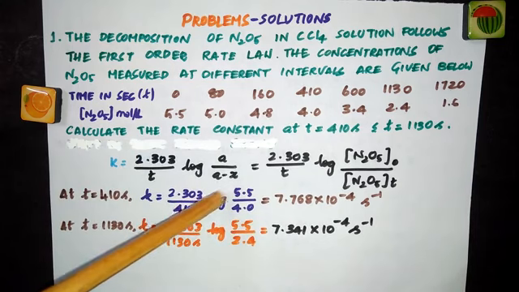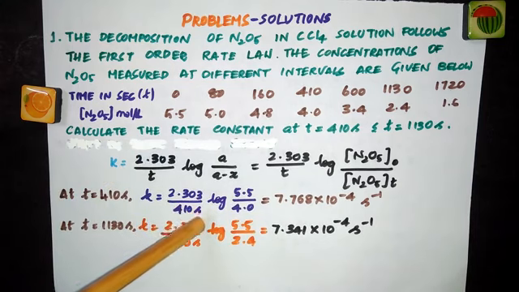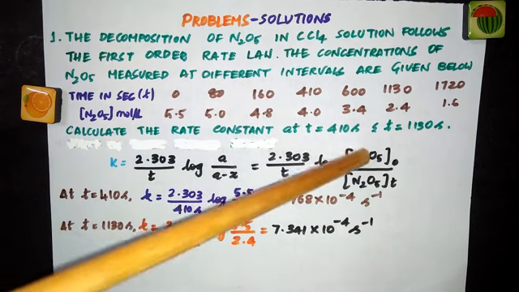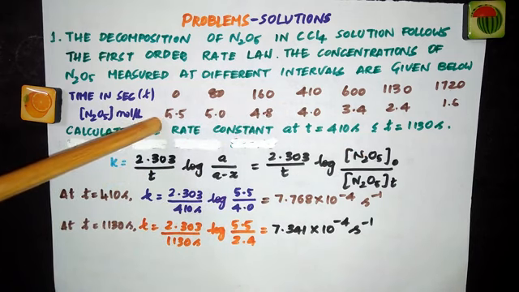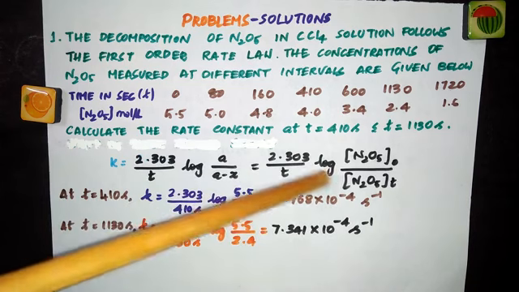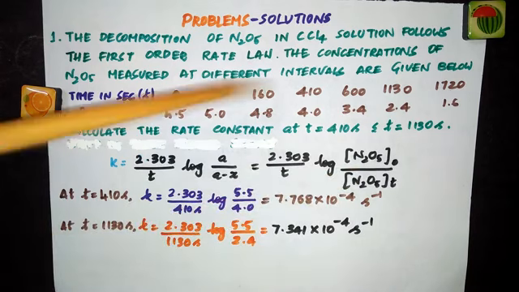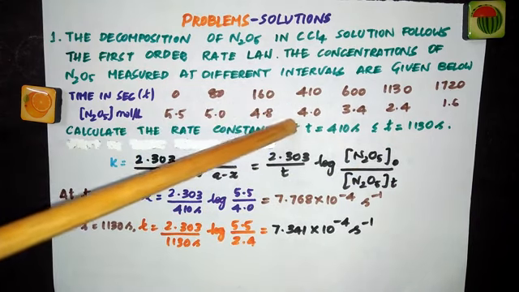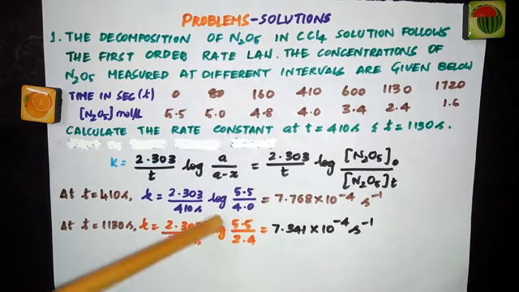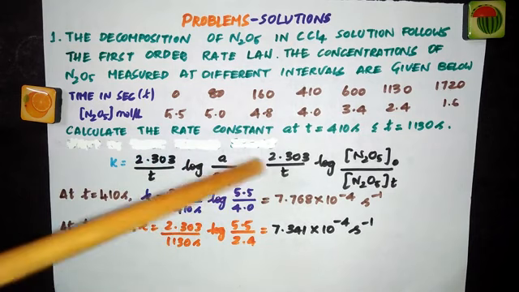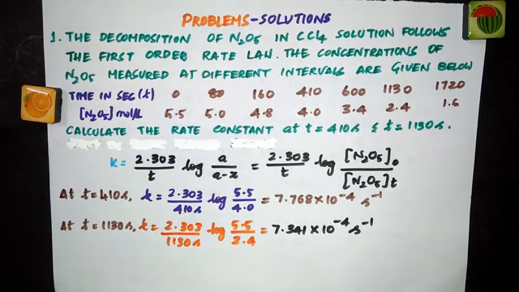See, when you're substituting the values in the formula, make sure you're writing all the units. Log, what is a? a is the initial concentration of N2O5, which is 5.5, divided by what is a minus x? The N2O5 concentration at time 410 seconds. So at 410 seconds, what is the concentration of N2O5? 4.0. So here you get 4.0. When you solve this, you will get 7.768 into 10 to the power minus 4 second inverse.